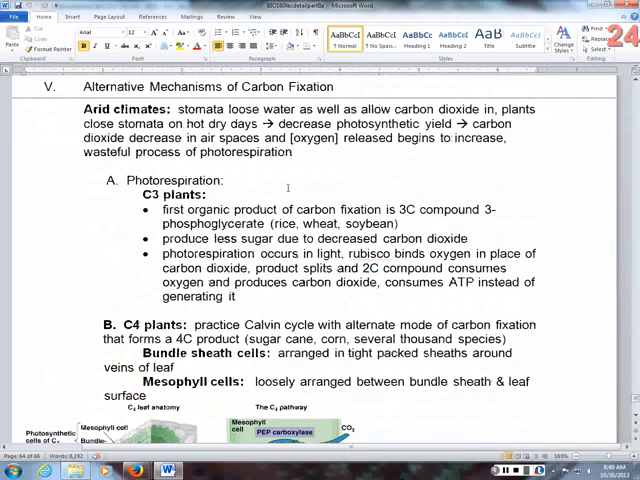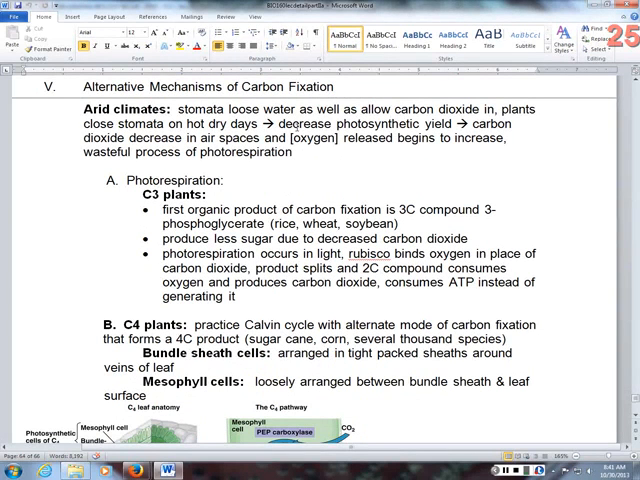So one of the things we run into in arid climates is you've got these stomata on the plants that are going to take water in, and they also are going to allow water to go out. So when it is hot and dry, you can actually have the plant start to lose its water when it's letting the carbon dioxide in. And that's going to cause the plant to start to wilt and decrease its photosynthetic yield.